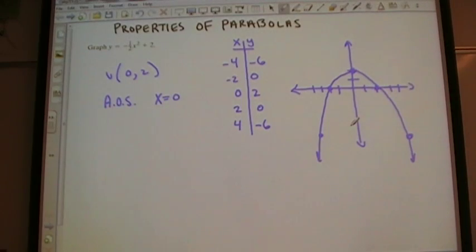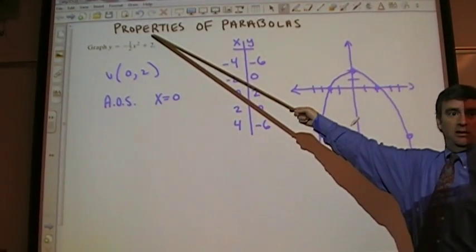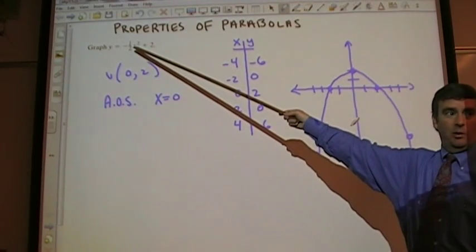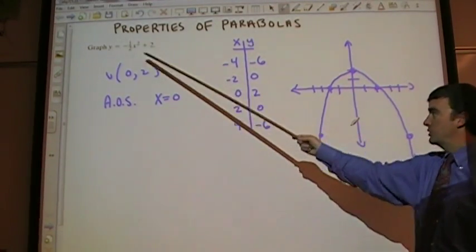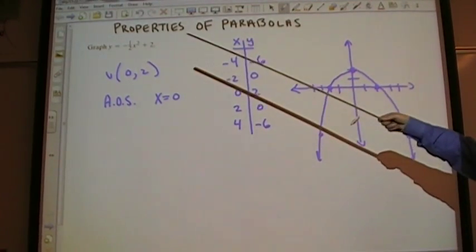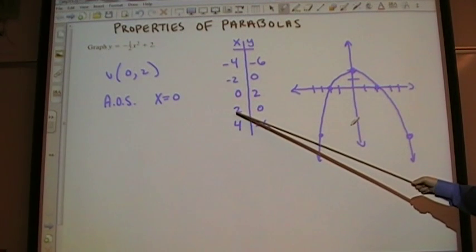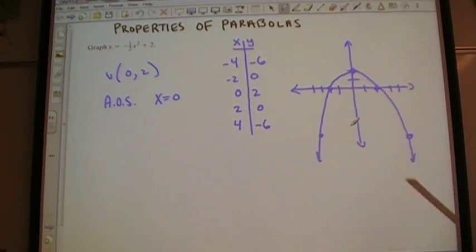Once I plug in 2 for x, what's 2 squared? 4. What's negative half of 4? Negative 2. Negative 2 plus 2 is 0. Without doing any work for the negative 2, you don't have to plug it in. You should know it's 0 also, because these are corresponding points. 4 and negative 4 have to have the same y value, too. Corresponding points mean they're the same distance from the vertex. The middle point is the vertex, right?